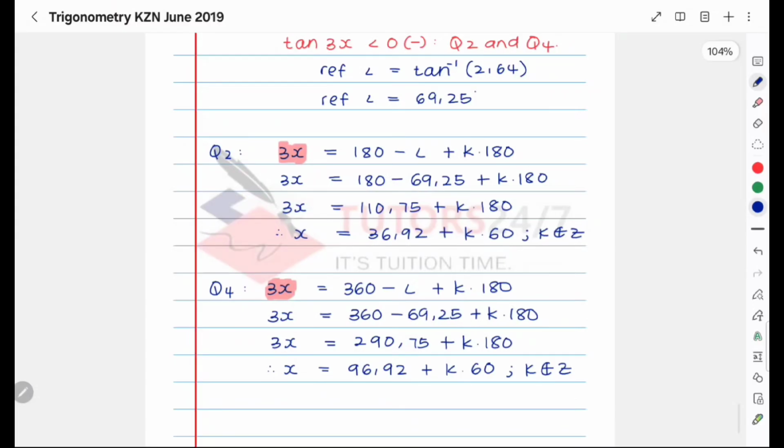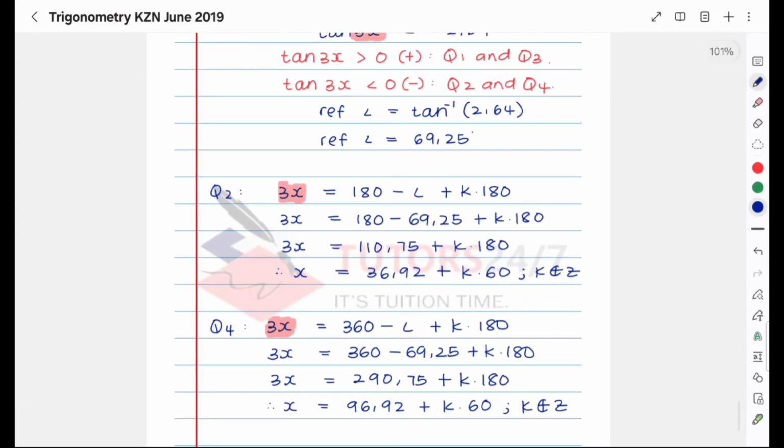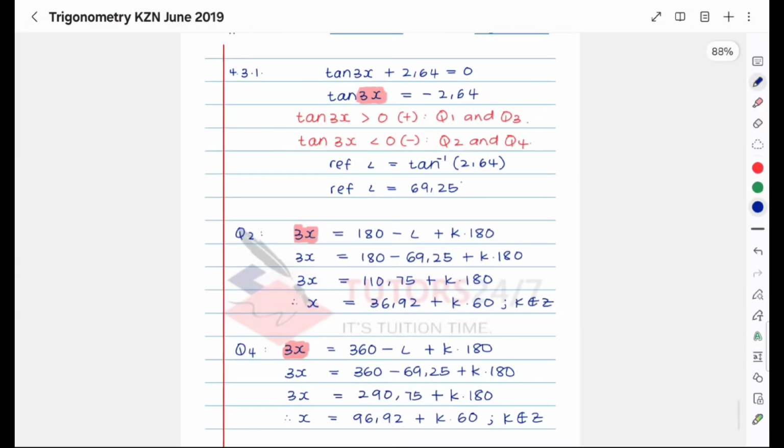So that is it. Please take note. All we needed to do was identify if the ratio is equal to something positive or negative, then identify our reference angle, and then lastly find our solutions in the quadrants in which tan is negative in. So that is it.